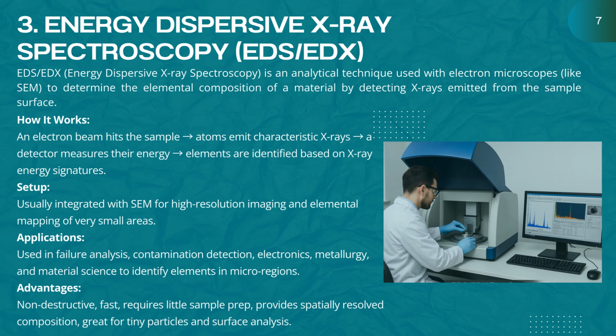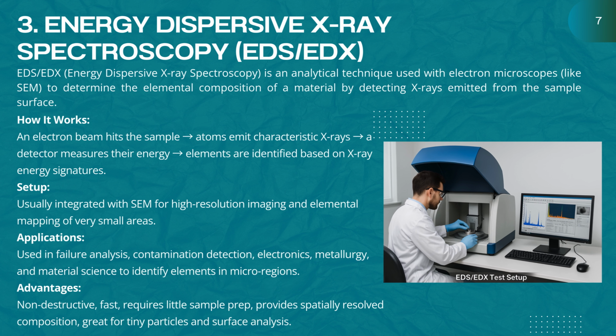Now we have EDS or EDX, which is short for Energy Dispersive X-ray Spectroscopy. This one's usually paired with electron microscopes like SEM. Instead of X-rays, it uses an electron beam to hit the sample. That makes atoms emit X-rays, and by analysing those, we figure out what elements are in the material. It's super useful for tiny regions, like detecting contamination or checking small features in electronics and metallurgy. It's also non-destructive, fast, and gives great detail, especially on surfaces or particles.